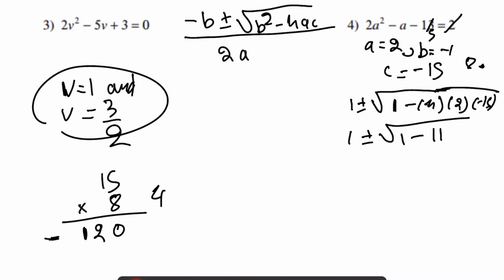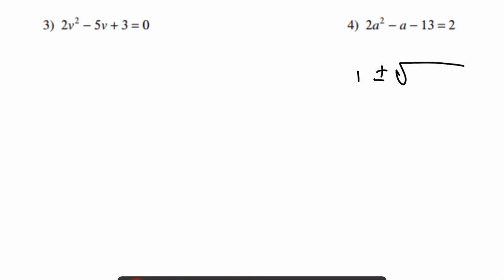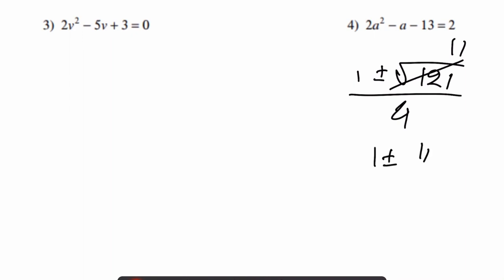So 1 plus 120, all over, I forgot to write 2a here, so it's going to be over 4. So 1 plus or minus the square root of 121 over 4. The square root of 121 is 11. So we have 1 plus or minus 11 over 4.